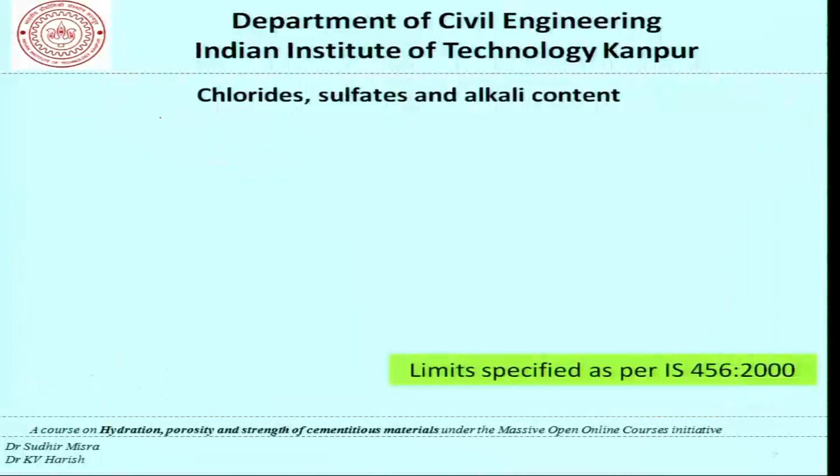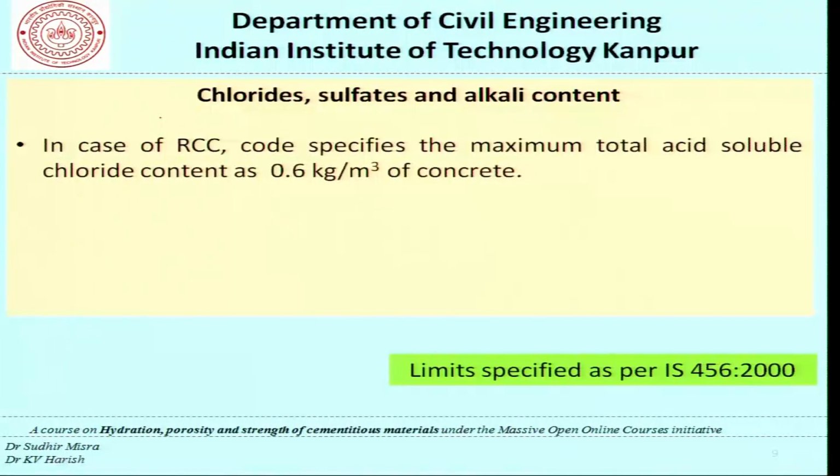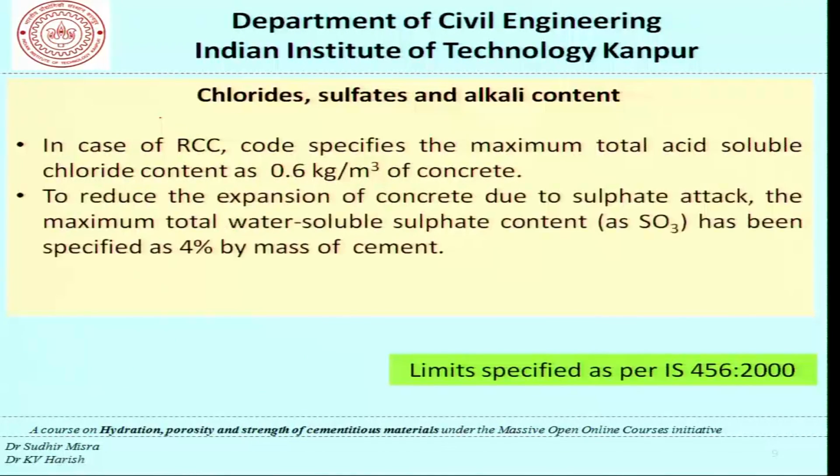Now, moving forward, if we look at the chloride, sulfates and the alkali content, in the case of RCC, the code specifies the maximum total acid soluble chloride content to be 0.6 kg in a cubic meter of concrete, and in order to reduce the expansion of concrete due to sulfate attack, the maximum total water soluble sulfate content as SO3 has been specified as 4% by mass of cement.